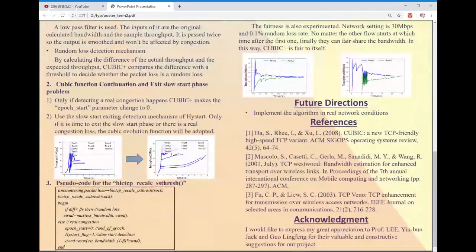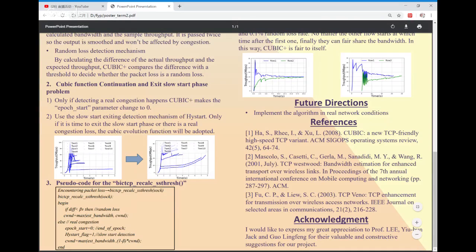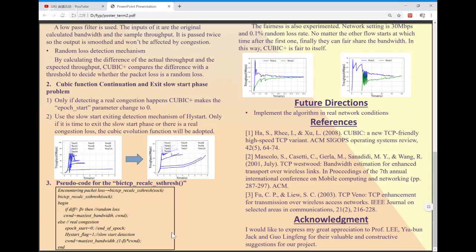After knowing these four mechanisms, first I want to talk about the things I did last semester. Let's see the pseudocode. I mainly changed the BIC TCP recalculate as a threshold function. If it detects it is a random loss, it will return the congestion window to be the maximum value of the estimate bandwidth and the original CWND, so it will not deduct the congestion window. However, if it is a real congestion, it will just return the congestion window to be the maximum value between the estimate bandwidth and the value deducted by 30%.